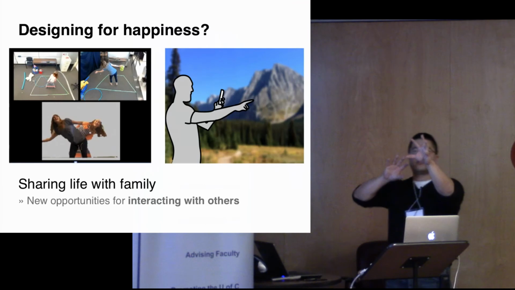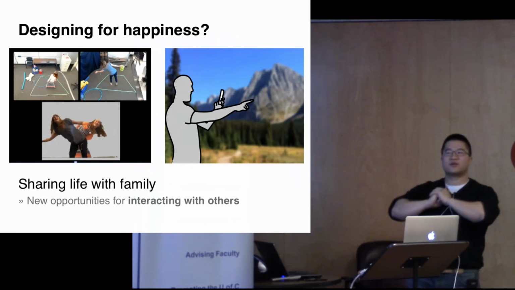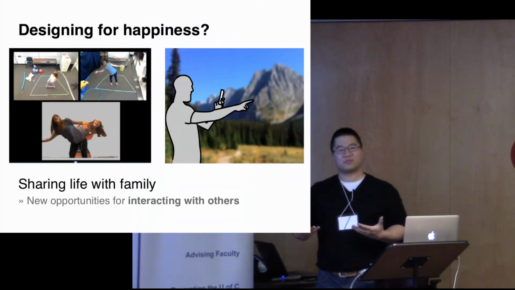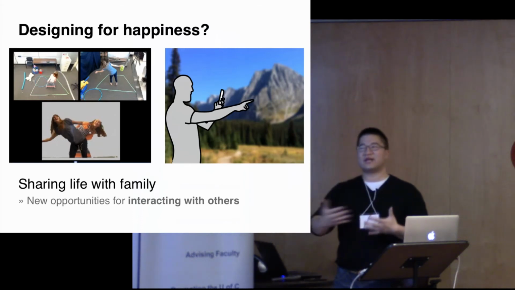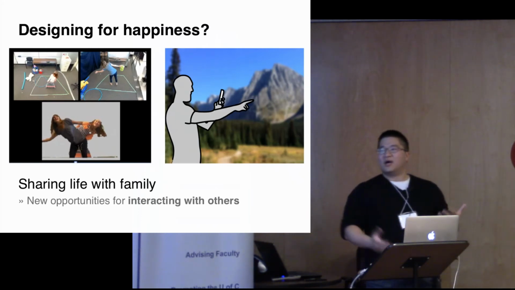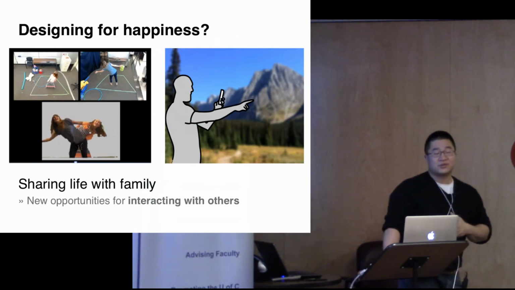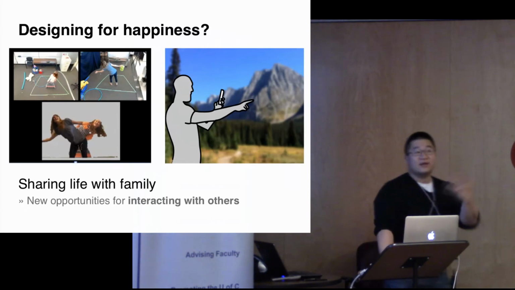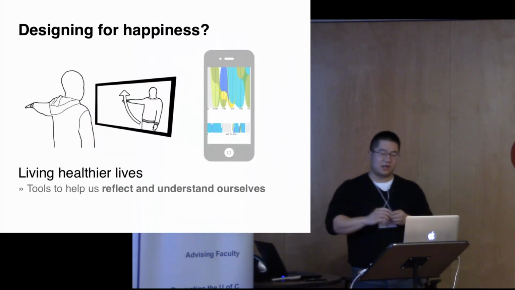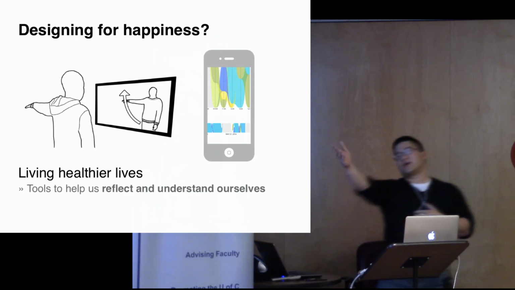So when I think about the One Space project, when I think about the mobile video conferencing project, this is about providing new opportunities for interacting with other people, new channels for that interaction to take place, right? So sharing life with family and having tools to do that is one way I think can make me happier, at least.